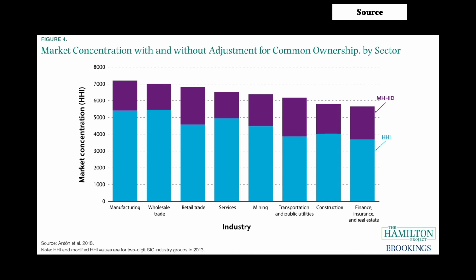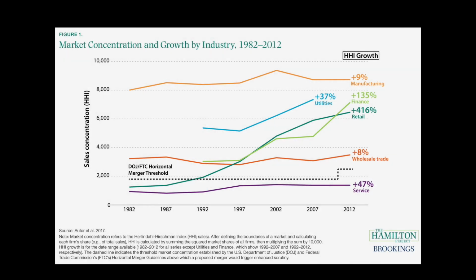And as you can see in this graph, in some industries, this leads to very, very significant concentration in markets that go from manufacturing to wholesale trade and retail trade, services, mining, transportation, construction, and financial markets as well. And here in this other graph, we can again look at the trend towards increasing concentration over the period since the decades beginning in the 1980s up to 2012.